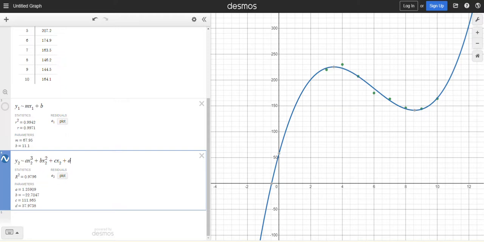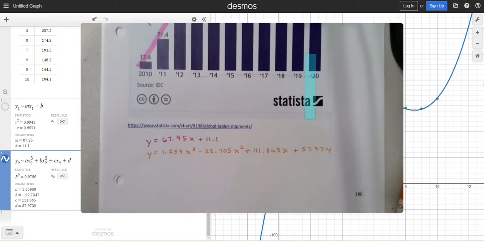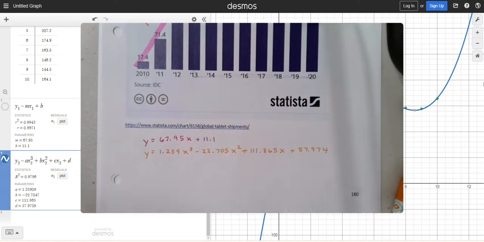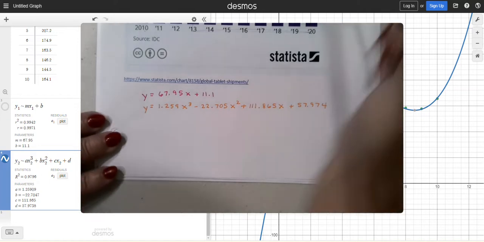All right. So I just jotted down what I needed from those two regressions. They both were good fits. And if I now translate this into my tablet sales, let's see.